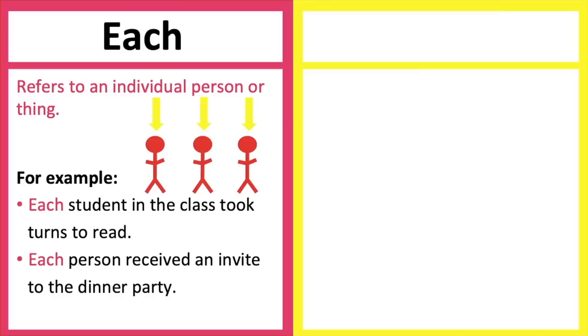As previously mentioned, each is used when there are two objects. For example, I wore gold earrings on each ear. So it wouldn't make sense if I said I wore gold earrings on every ear because I only have two ears. Another example is she wore shoes on each foot, not every foot, because she only has 2 feet.